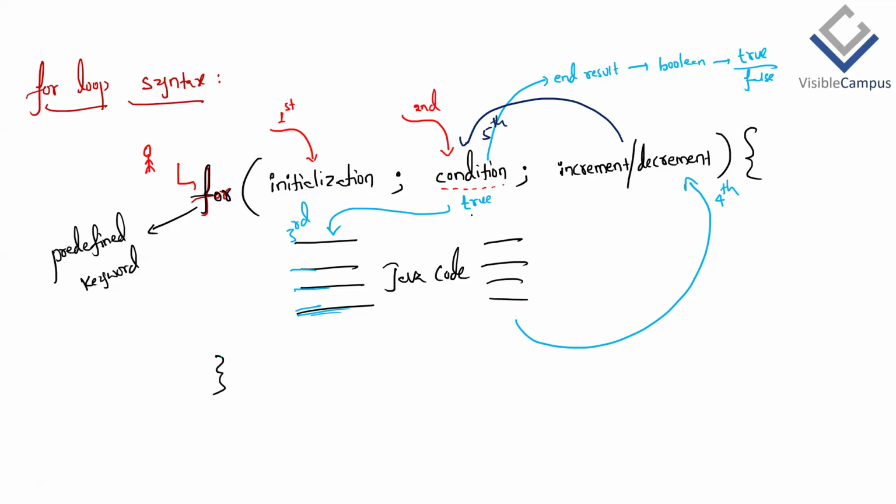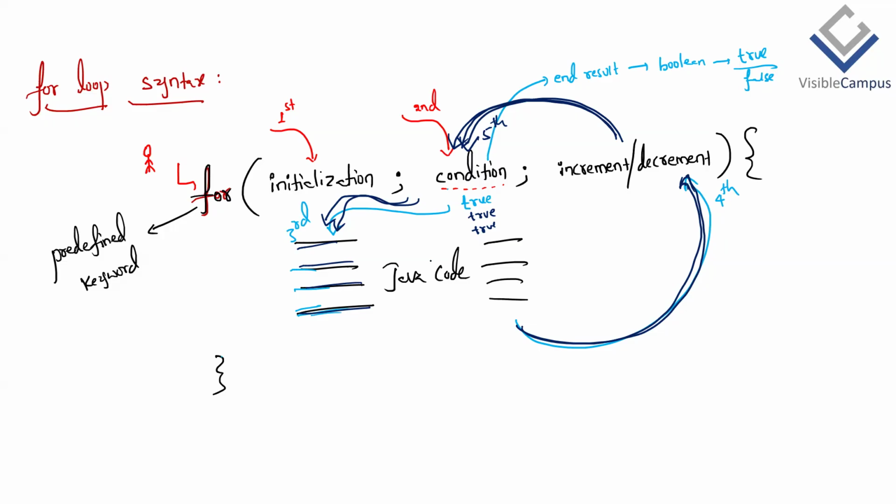Assume this time also it is true. Then JVM executes the body. Then JVM goes for increment or decrement, and again comes for the condition. Assume again true. Again execute this body and goes for incrementation. Again comes for the condition check. So this is how it becomes a loop.